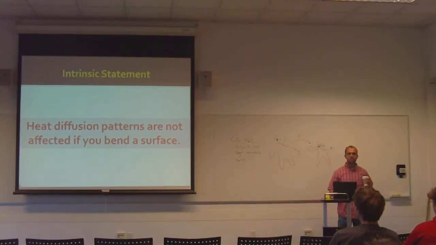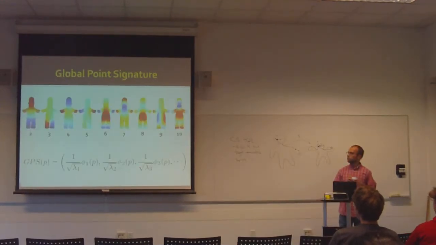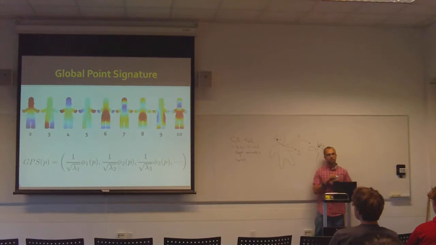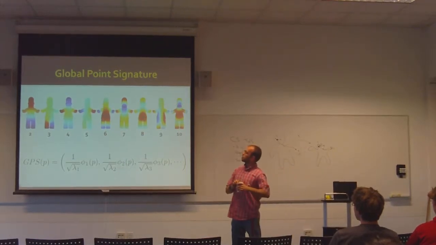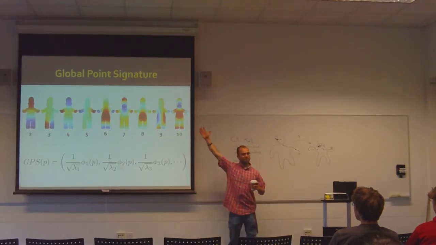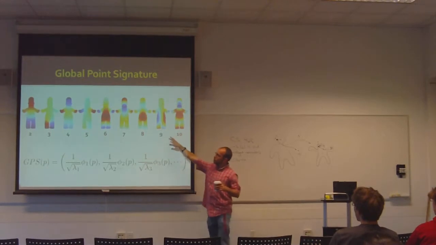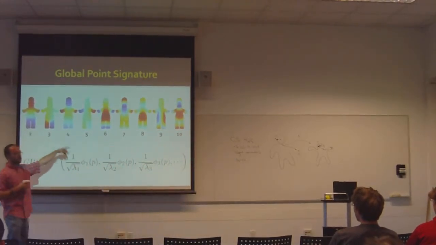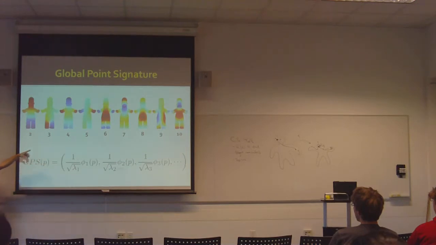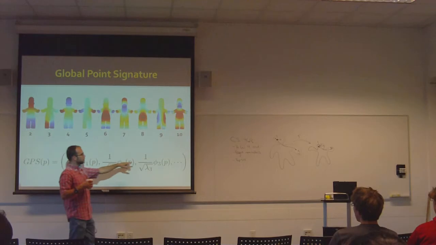Well, this is enough to define one potential point descriptor that's a much stronger one than Gaussian curvature. And that's this thing that was introduced a few years ago called the global point signature, or conveniently, the GPS. So here are our eigenhomers. Remember that each eigenhomer is nothing more than a function on the surface. In fact, we'll say that the eigenfunctions are phi 1, phi 2, phi 3, and so on.